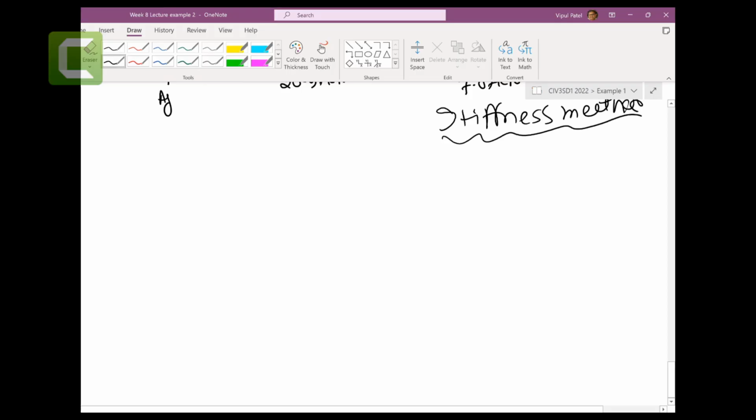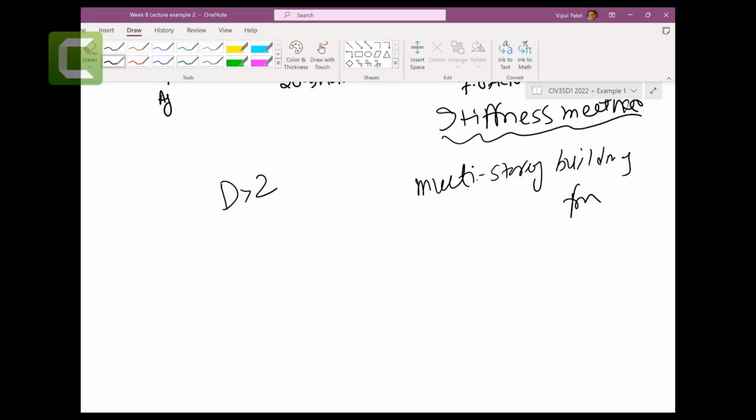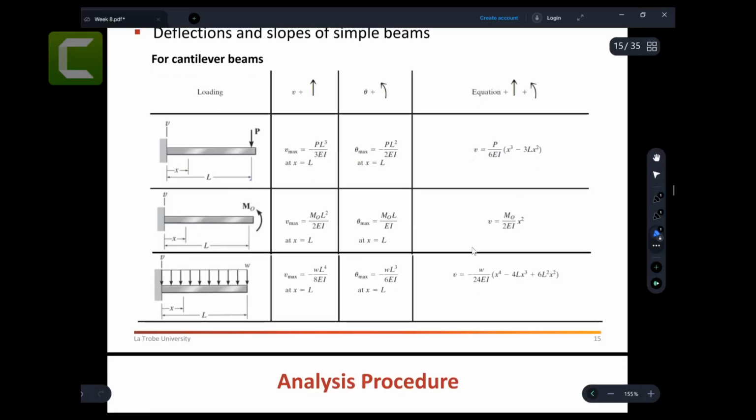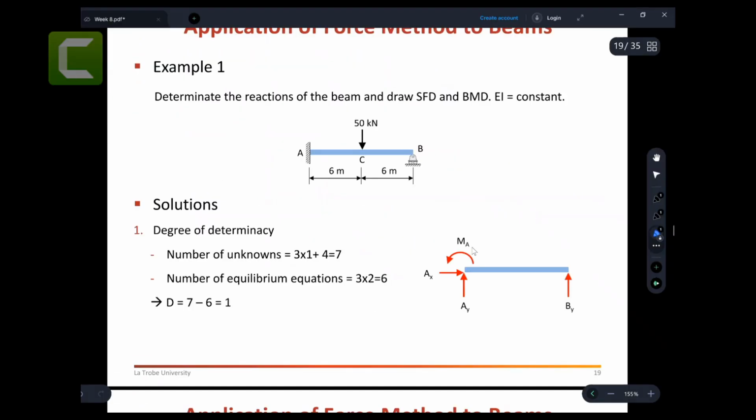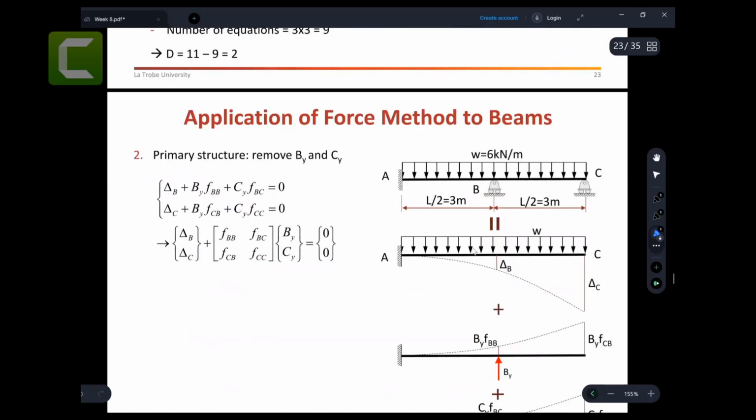Stiffness methods are used for these kinds of multi-story building frames, where the degree of indeterminacy is greater than 2. In week 11, we have the stiffness method, a very powerful method that we'll leave for the end. But slope deflection methods are also useful to get more insights. So let me go back to my lecture notes and I'll walk you through that last example.